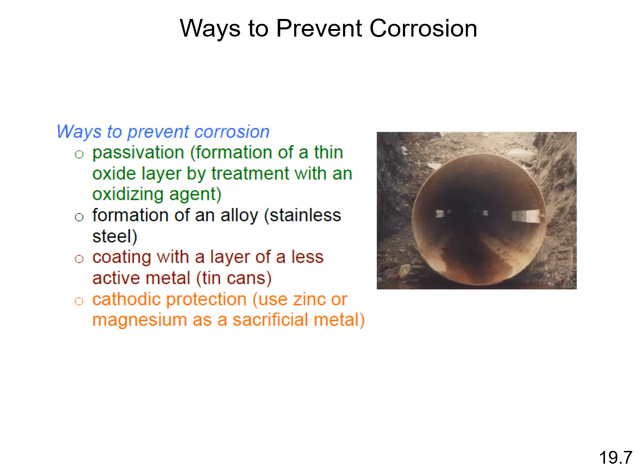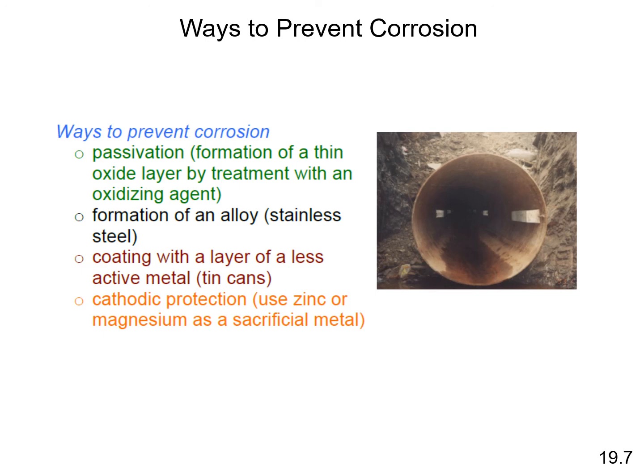So to prevent corrosion, there is a process called passivation. It's the formation of a thin oxide layer by treatment with an oxidizing agent. We can also form alloys. For example, stainless steel, a combination of several metals. And then we can coat with a layer of less active metal like tin.